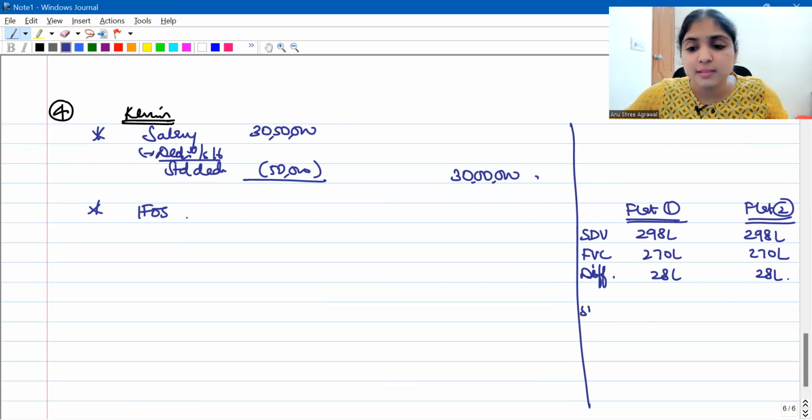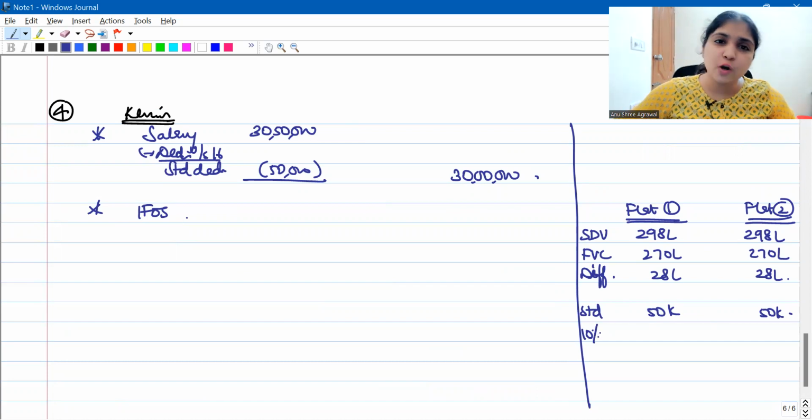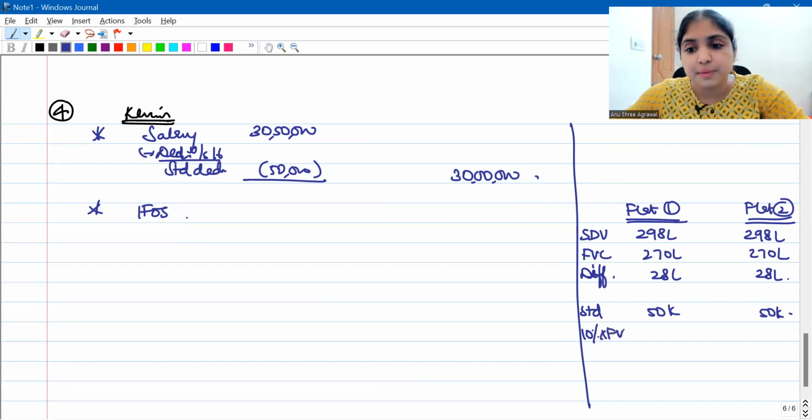Okay. Then the standard is always 50,000. We always compare with 50,000 or 10%. 10% of what? Students very often get confused. It's 10% of the full value consideration number, which will be 27 lakhs. So standard or 10% of full value consideration, whichever is higher, will be 27 lakhs.